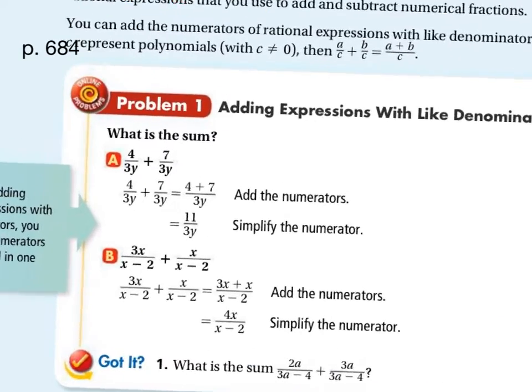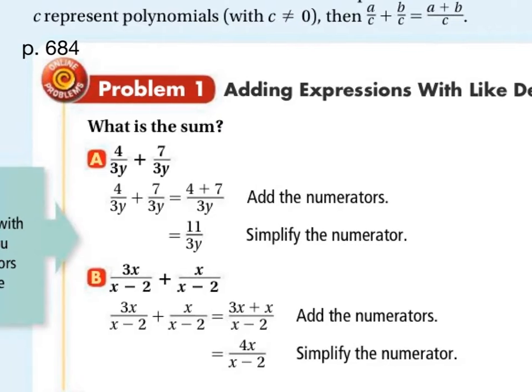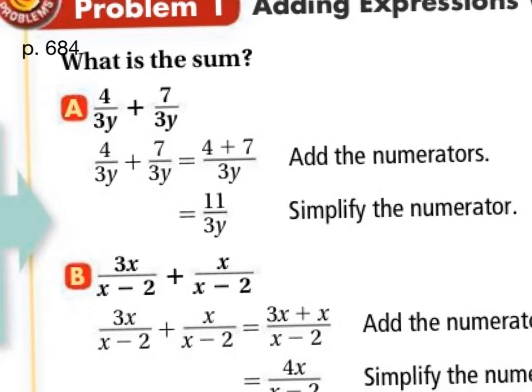If you look at problem 1, this is the simplest problem we will see. The denominators are already the same. We can just add the numerators, keep the denominator, and then at the end reduce if possible. So you can see they just added those two numerators together. 4 plus 7 is 11, and it's 11 over 3y. We can't reduce that at all, so that would be our answer for part A.